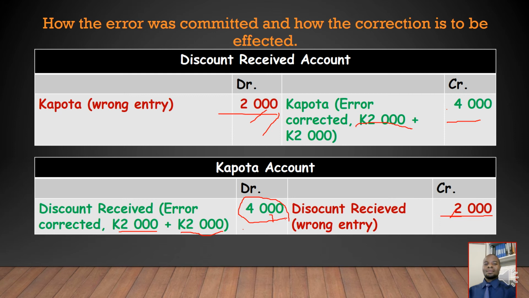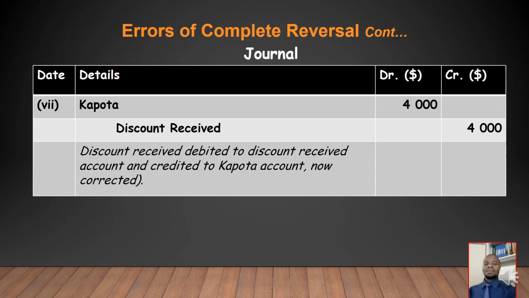We shall show this in the journal by simply picking this and picking that. Let's see how we do it. So we shall show that Kapota account should be debited with $4,000 and the discount received account should be credited with $4,000. Being discount received debited to discount received account and credited to Kapota account, now corrected. Let's move on to the next error.